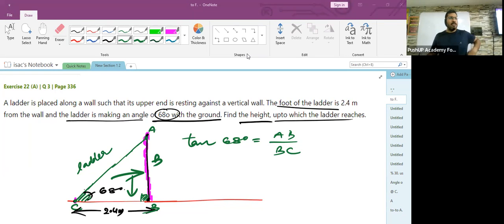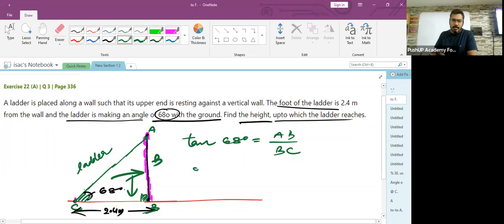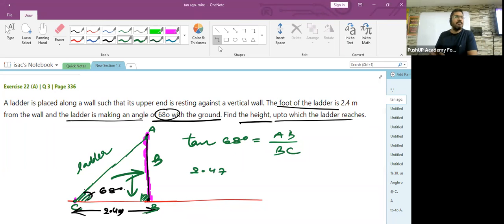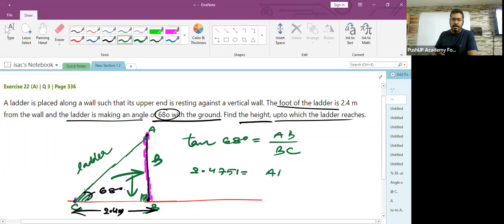All right. So those who know how to find the value of tan 68, how much is it? I want you all to tell me the 4 decimal value. 2.4751 is equal to AB divided by BC. All right. The BC value is given to you as 2.4, right? So let me write it here. 2.4.